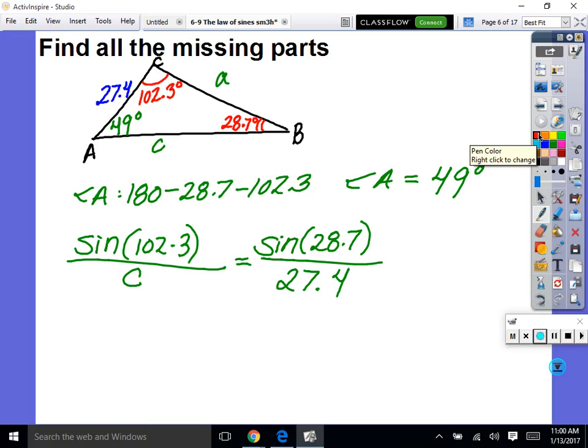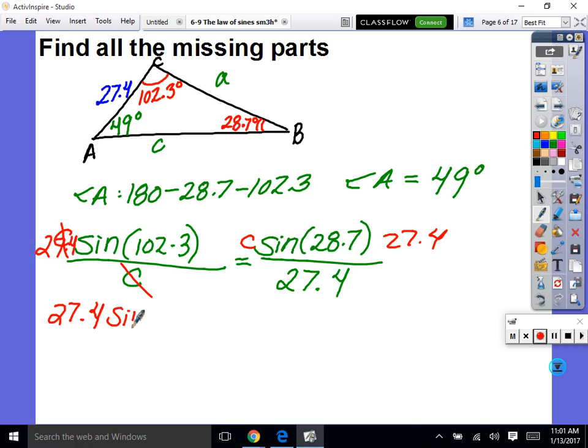We only have one unknown, correct? So we would multiply both sides by C, am I correct? And then we would multiply both sides by 27.4. You see what I'm doing? Getting no fractions, multiplying by 27.4, so I'm going to show my work. We have 27.4 sine of 102.3 equals, those divide out, C sine of 28.7.